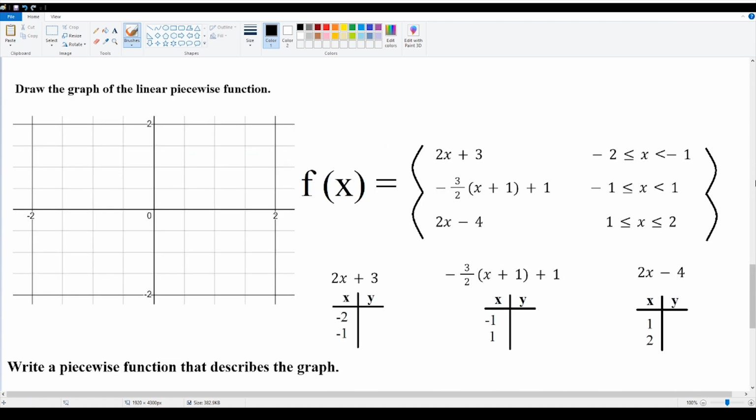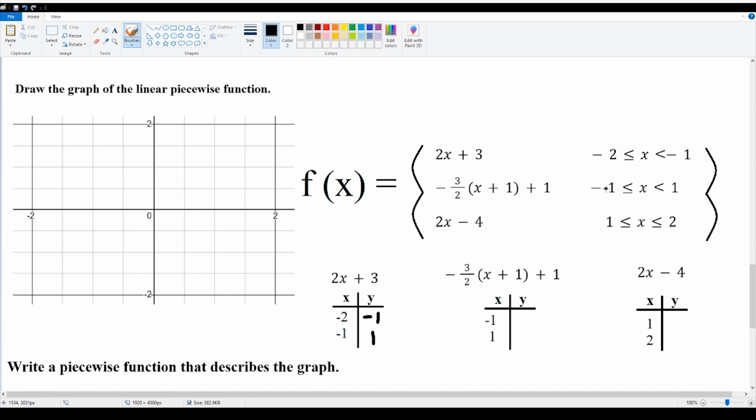When it comes to graphing a linear piecewise function, you just need to repeat the process we did above for all of the lines that are given to you and then put them all on one grid together. So for our first equation up top, we have 2x plus 3 from -2 to -1. If we plug those values into this equation for x, you'll get y values of -1 and 1. So here's our two coordinates for the first line.